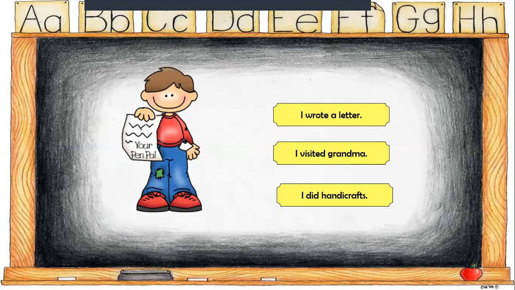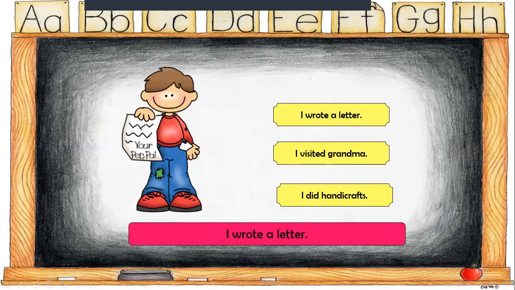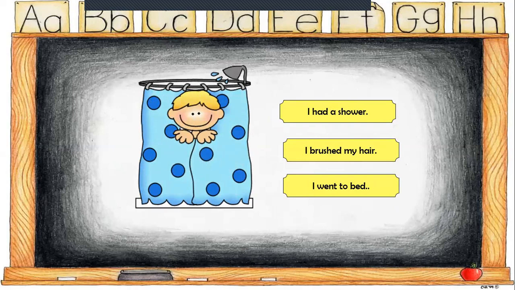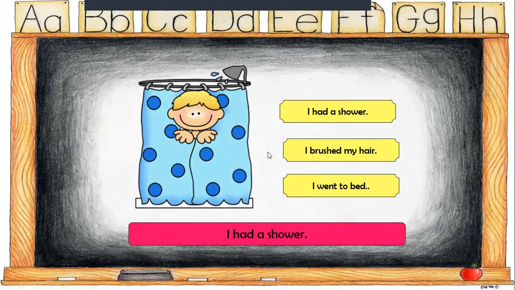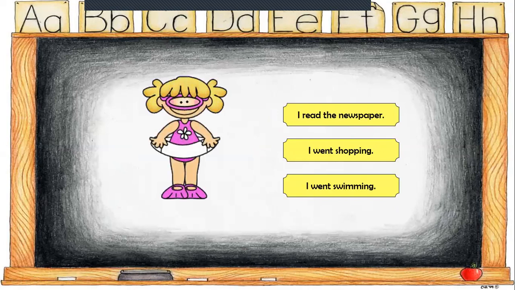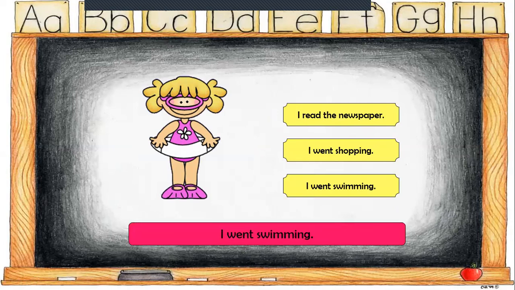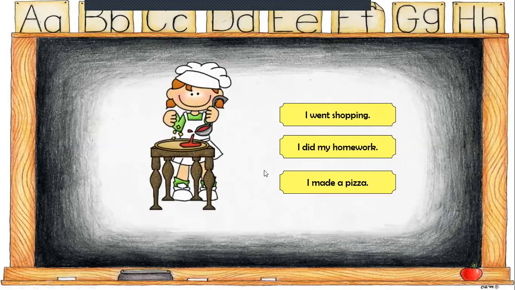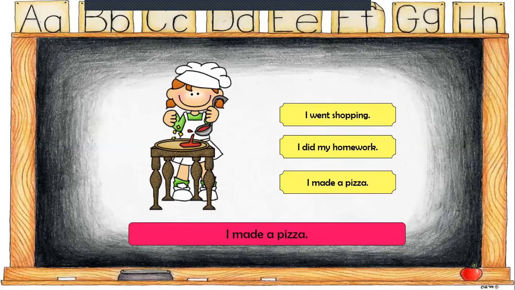I wrote a letter, I visited grandma, I did handicrafts. What did he do? He wrote a letter to his pen pal. Next, I had a shower, I brushed my hair, I went to bed. Which sentence is the correct one? I had a shower. Very, very good. I read the newspaper. I went shopping. I went swimming. Correct one is I went swimming. Excellent. Next, I went shopping. I did my homework. I made a pizza. I made a pizza. Very good.